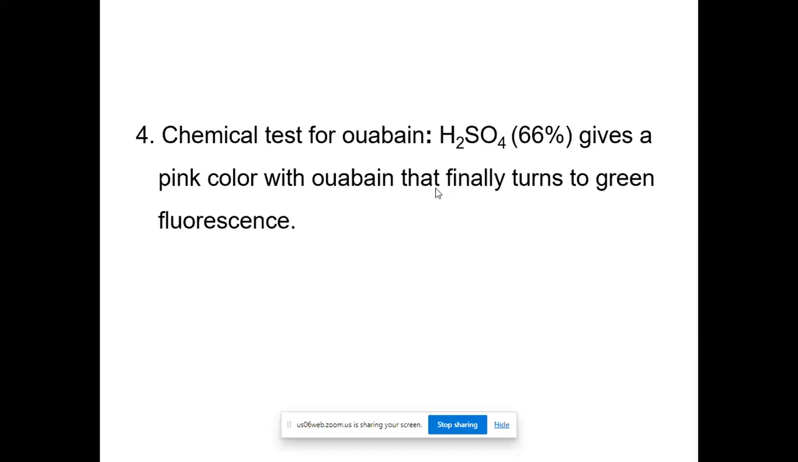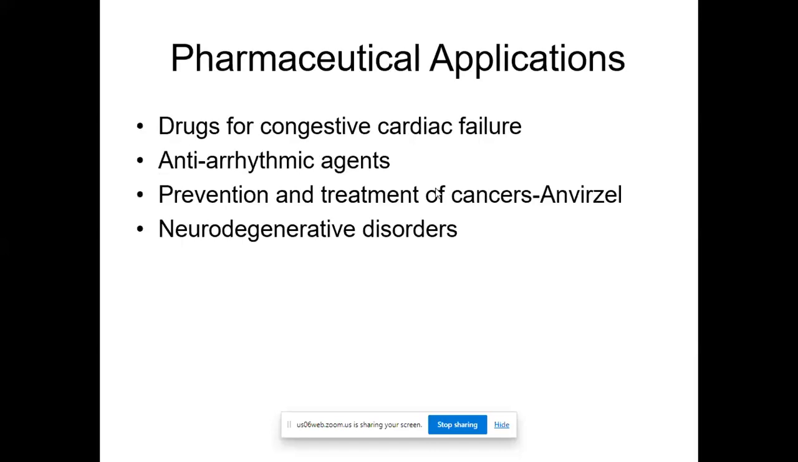Okay. So that will give a pink color that will turn to green fluorescence. That is interesting. And there is also one test I saw in Nelly's notes, called the antimony trichloride test. That is for both the 5-membered and the 6-membered ring, and it gives a blue or violet color, and you will use the UV to differentiate whether it's a cardenolide or a bufadienolide.